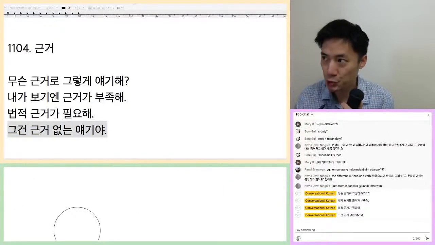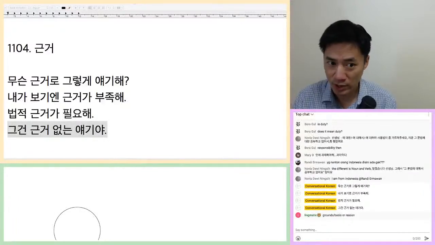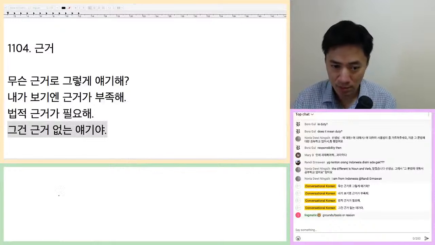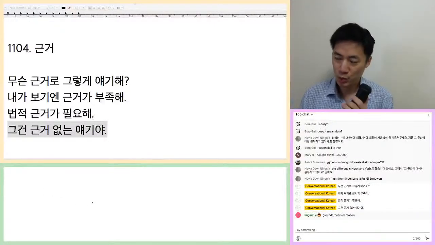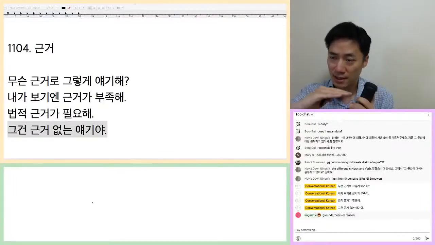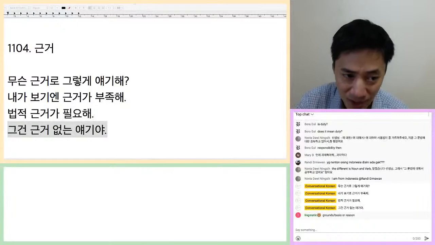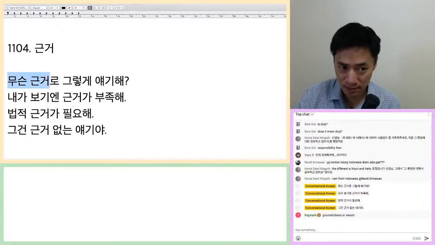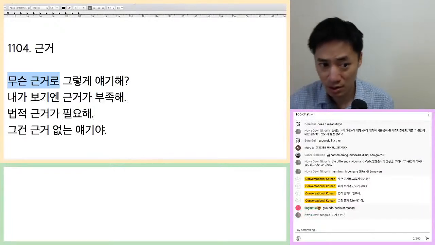Okay, when you try to persuade someone or explain something to someone, when you want to say something like, hey, this is this, then there has to be a reason or a grounded basis. That is 근거. 근거, when you try to persuade or convince someone. Like, 무슨 근거, what 근거, with what basis, what ground, what foundation.